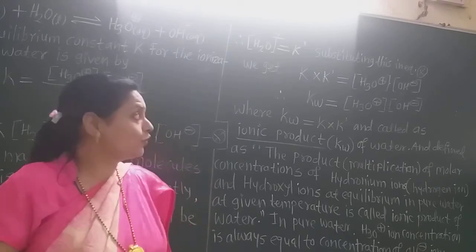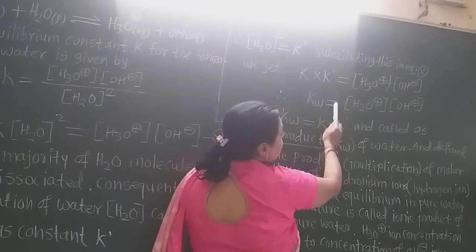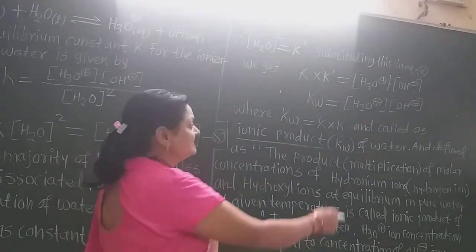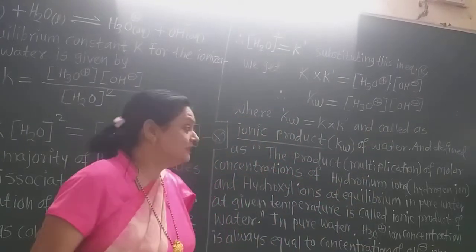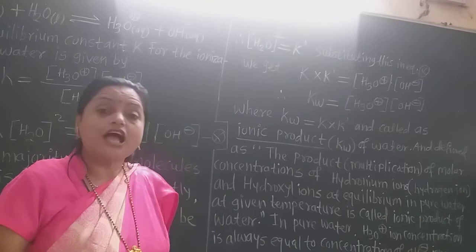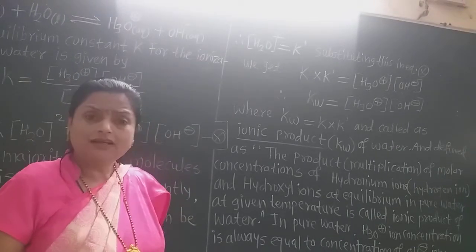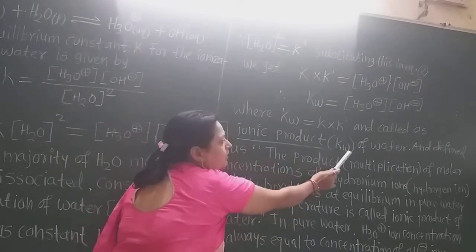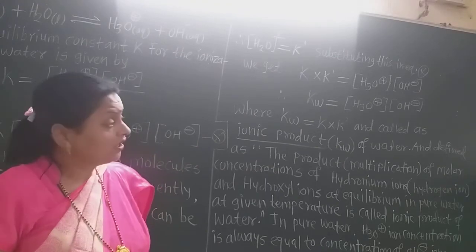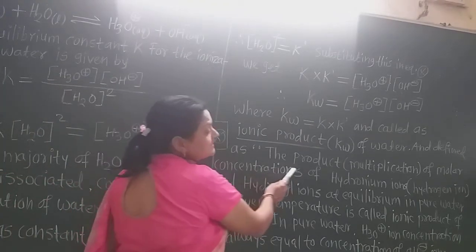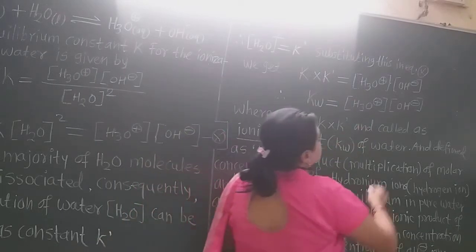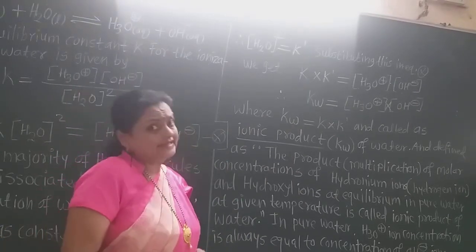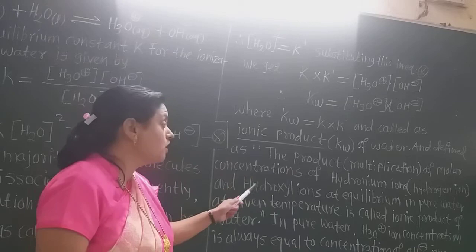Now this Kw is the ionic product of water. Why is it called the ionic product of water? Because what is Kw? Kw is equal to the concentration of H3O plus into the concentration of OH minus, and these are the ions of water. And so this Kw is called the ionic product of water, and this Kw is nothing but K into K dash. And how is it defined? It is defined as the product, that is the multiplication, of molar concentrations.